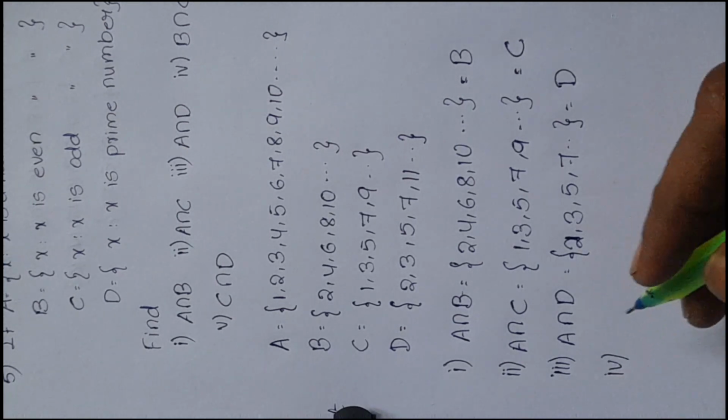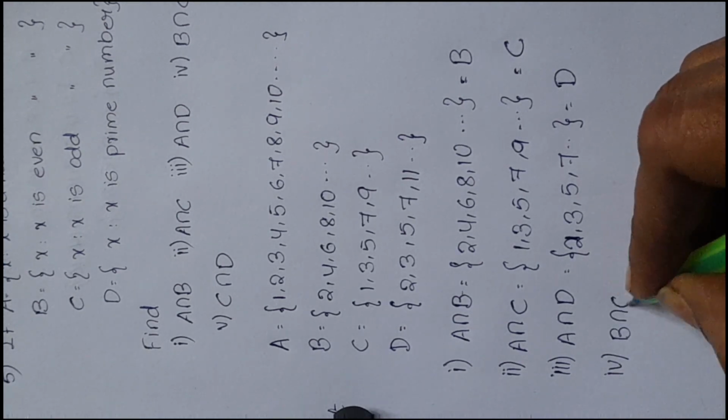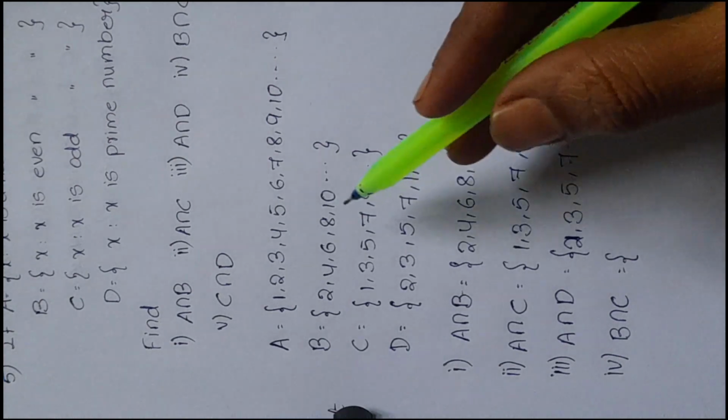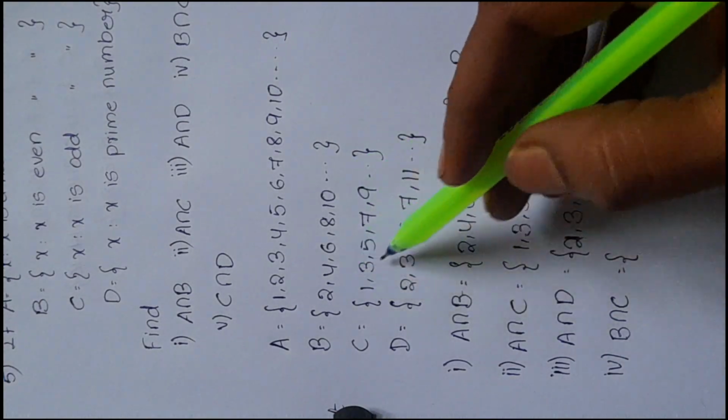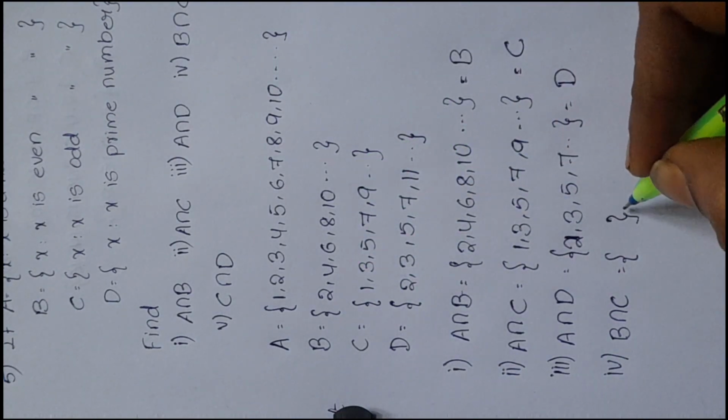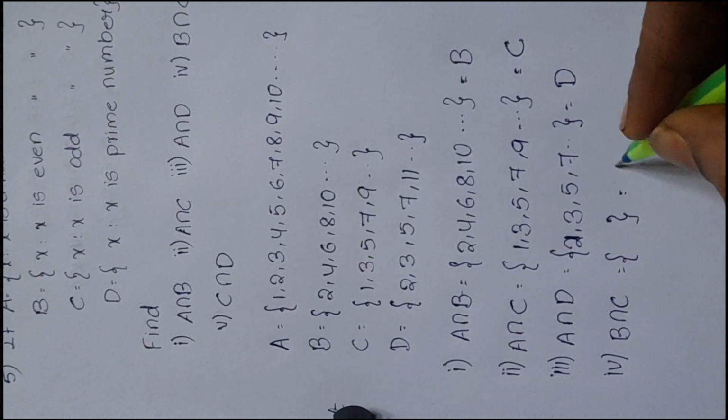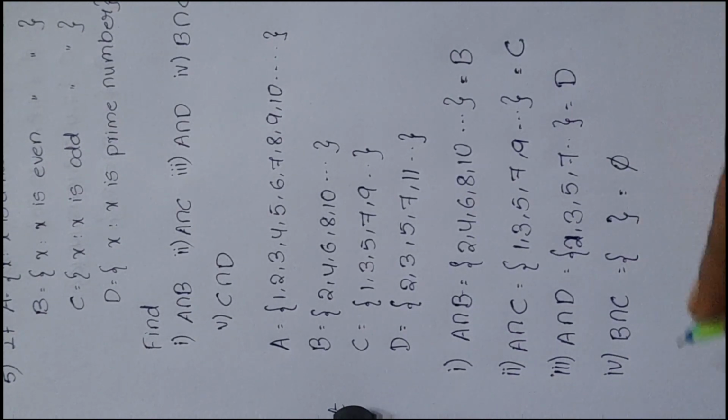Fourth one is B intersection C. The common elements which are present in both B and C are, no common element is present. So this is an empty set. B intersection C is an empty set.